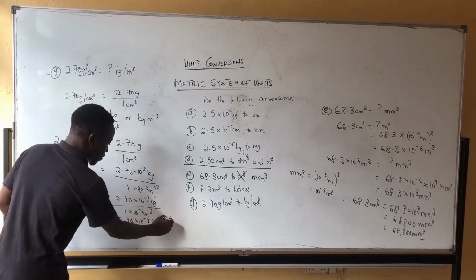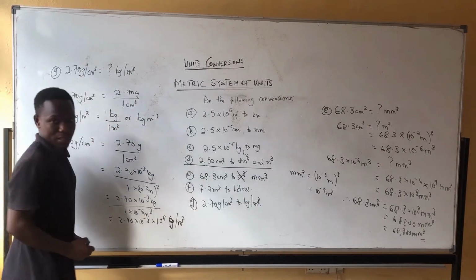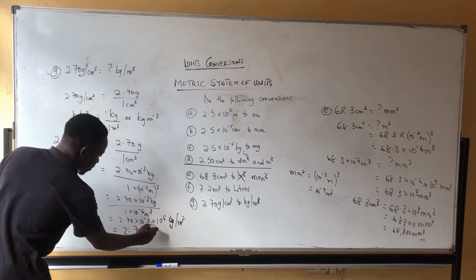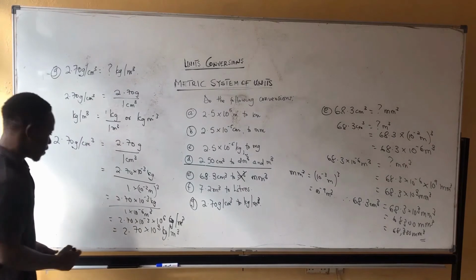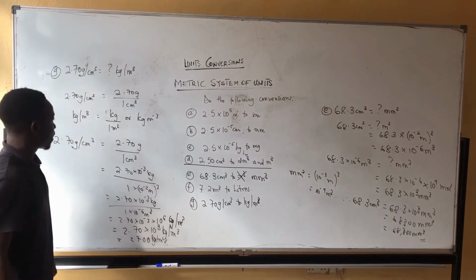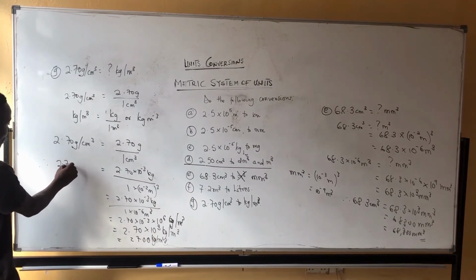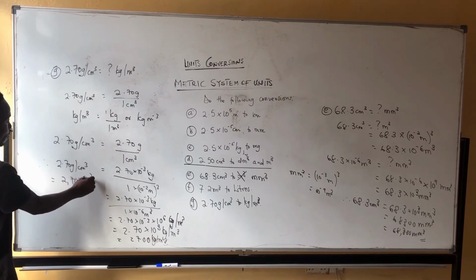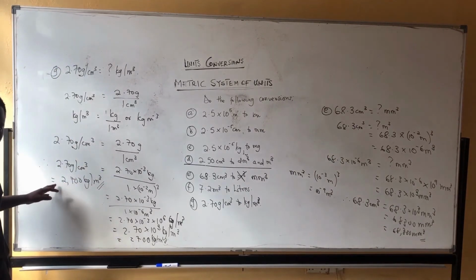So I have kilogram per meter cube, or kilogram meter to the power -3. Okay, so this is 2.70 times 10 to the power +3 kilogram per meter cube. This is 2,700 kilogram per meter cube. Therefore, 2.70 grams per centimeter cube is the same as 2,700 kilogram per meter cube. Yes, this is correct. Simple. If you follow through the steps carefully, it's simple.